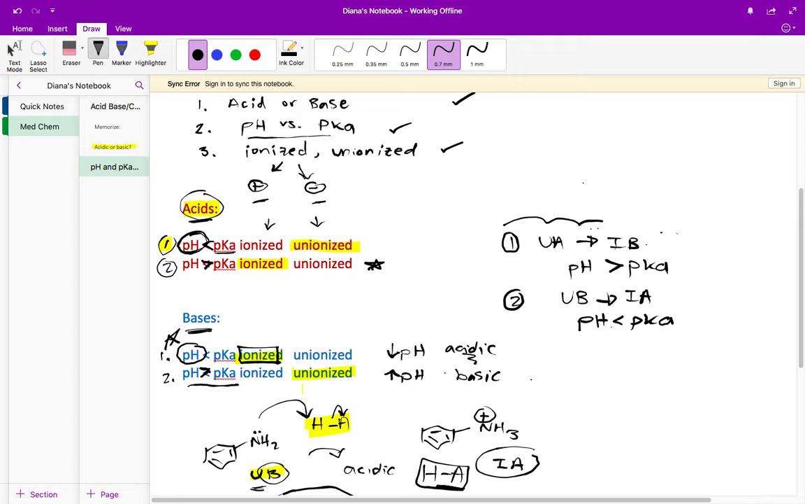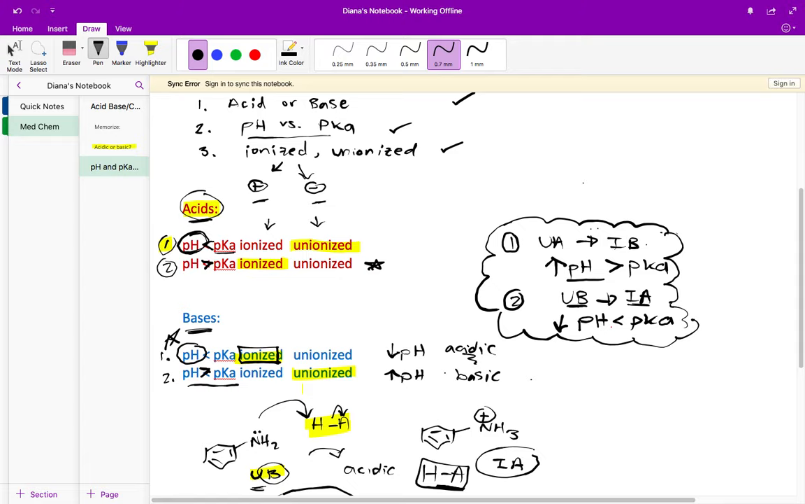This is how I like to summarize it in my head. I like to think, well, if I have an acid, an unionized acid, how do I make that acid have a negative charge? Well, I have to put it in a basic environment, so I need the pH to be high. Whereas if I have a base, an unionized base, and I want to make that ionized, then I must put it in an acidic environment, which means by the definition that the pH needs to be low.